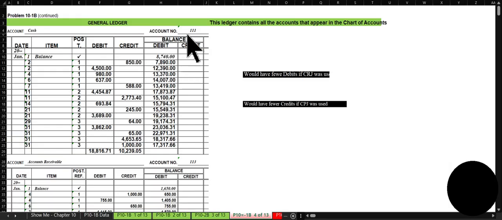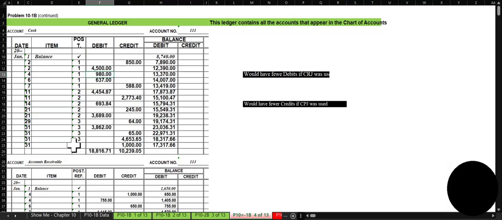This is the cash account in the general ledger, and you can see that it has quite a few debits and credits. If we were using the cash receipts journal, then we would have far fewer entries, because if they're doing this daily, then we would have had one debit for the second, and all of these, well, there's only one debit for the fourth, and so on and so forth.